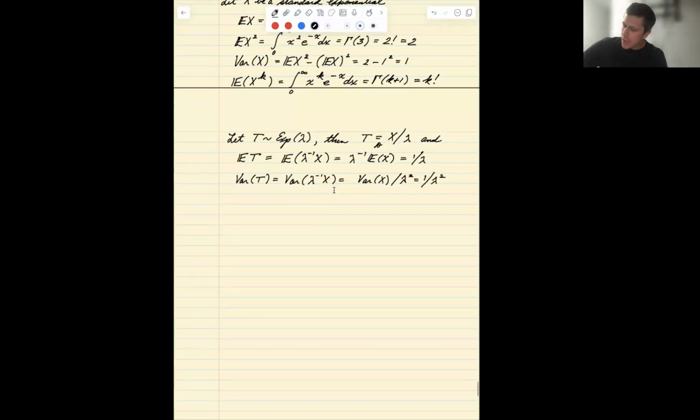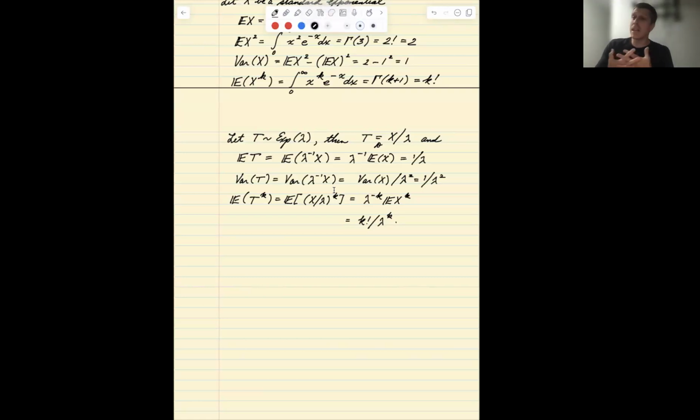And then in general, the expectation of t to the power k is equal to the expectation of x divided by lambda, to the power k. We can take the 1 over lambda to the power k out, and we're left with the expectation of x to the power k. What we get is k factorial over lambda to the power k.